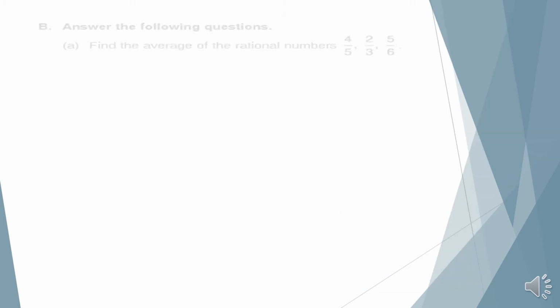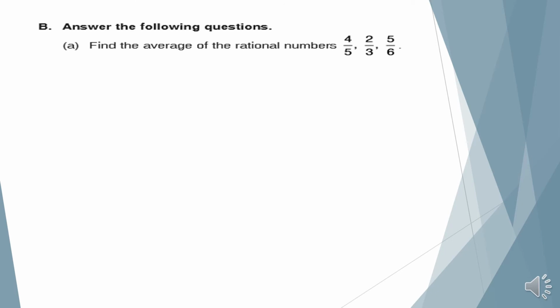Number 1, B part. Find the average of rational numbers 4 by 5, 2 by 3 and 5 by 6. In this question, we have to find the average of rational numbers. To solve this question, we should know the concept of average. In earlier classes, you might have studied about the concept of average of natural numbers. What is the concept of average of natural numbers, my dear students? Yes, average of numbers is equal to sum of the numbers divided by total numbers.